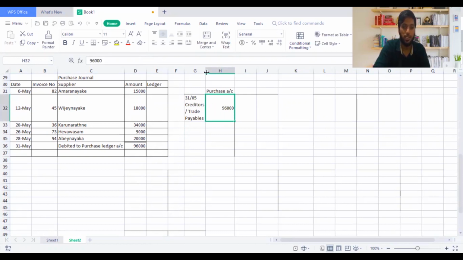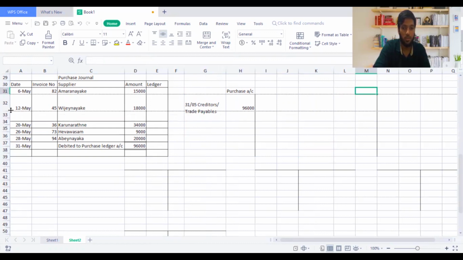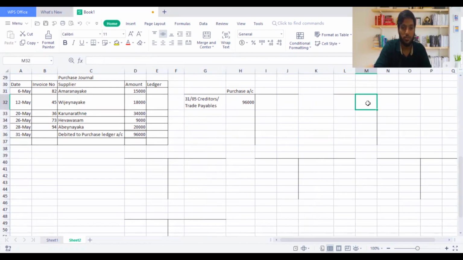That easy it was, guys, to do this sum. Then I'm moving on to the next part of the sum. I'll start with Amara Nayaka, the first person. Amara Nayaka is a supplier. So I'll start with 6th May. On 6th May, we made a purchase of 15,000. So I recorded that on Amara Nayaka's credit side.